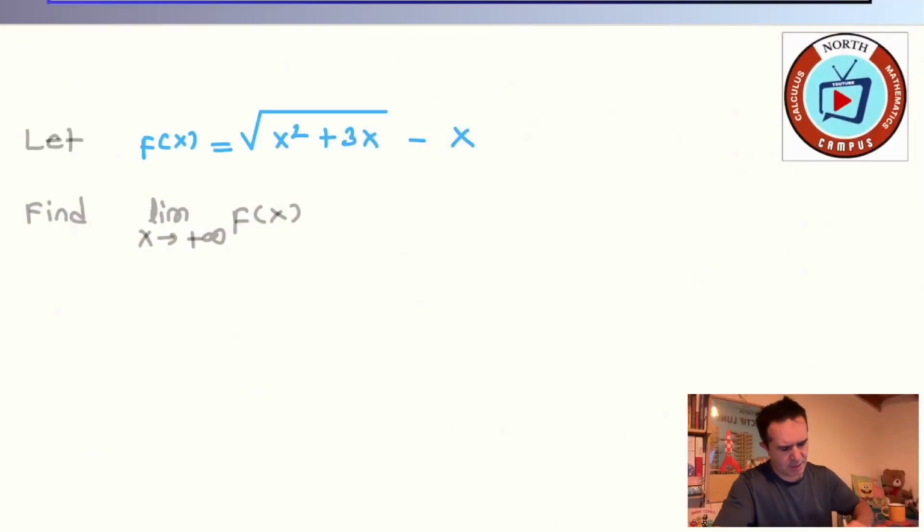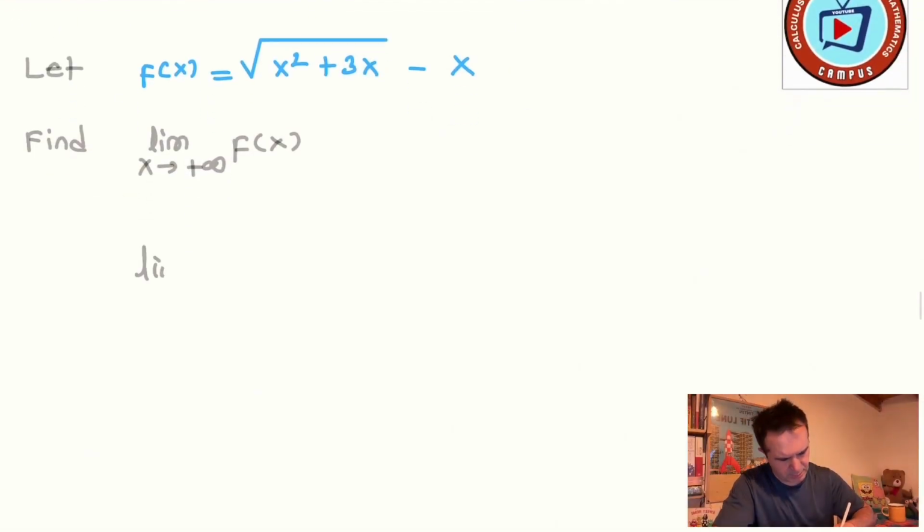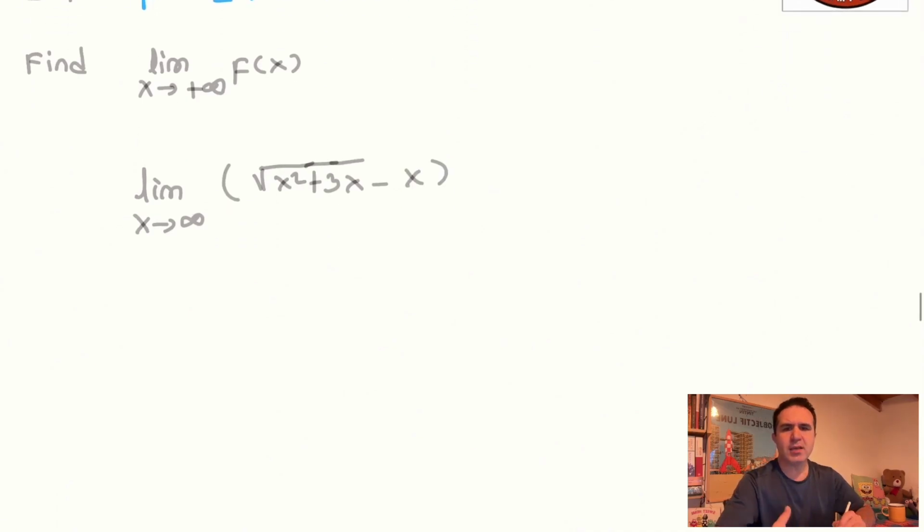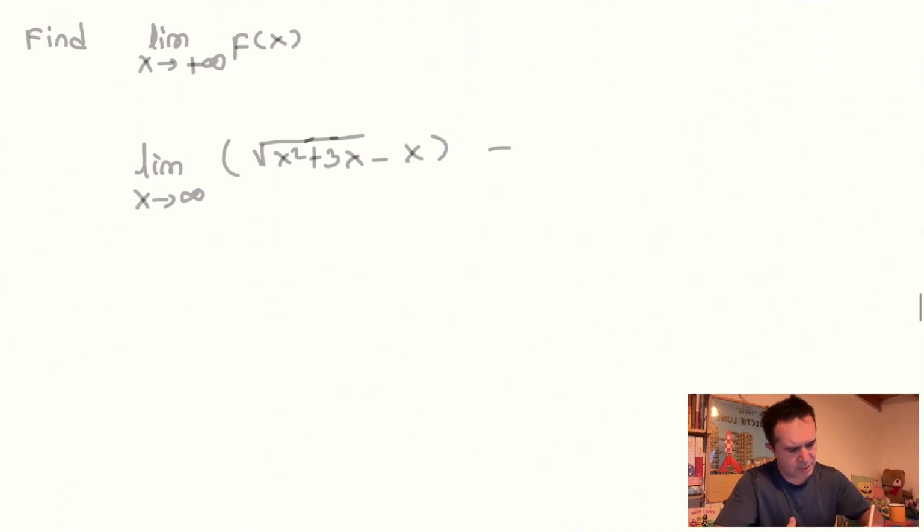Okay, let me write the problem again. Limit as x approaches infinity of the square root of x squared plus 3x minus x. If we use direct substitution here, we get an indeterminate form of infinity minus infinity.